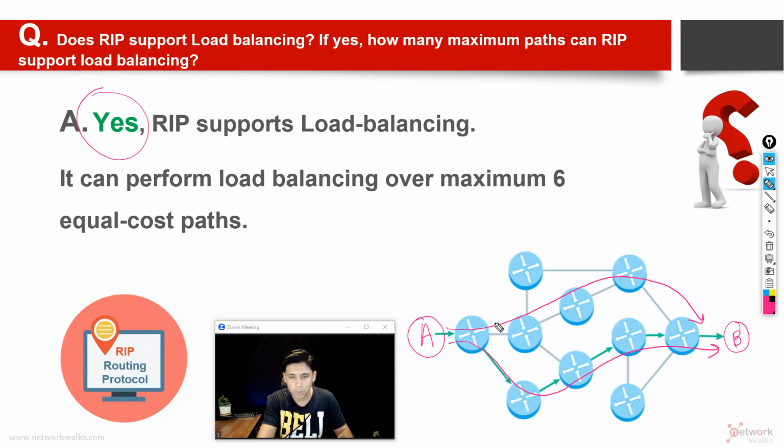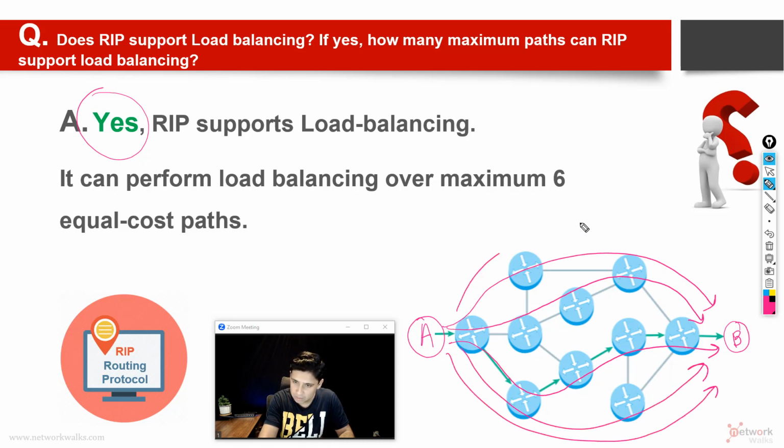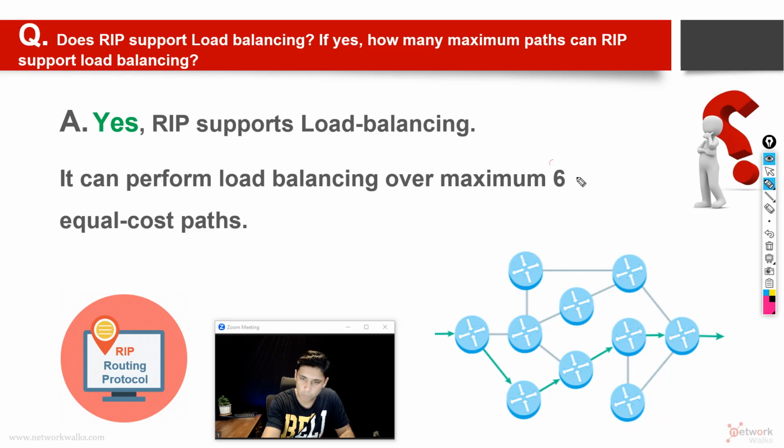So RIP routing protocol can do load balancing up to 6 paths if they are available. If there are no 6 paths, of course it cannot, but if there are 6 paths available, maximum it can support up to 6 equal cost paths. The answer is yes.